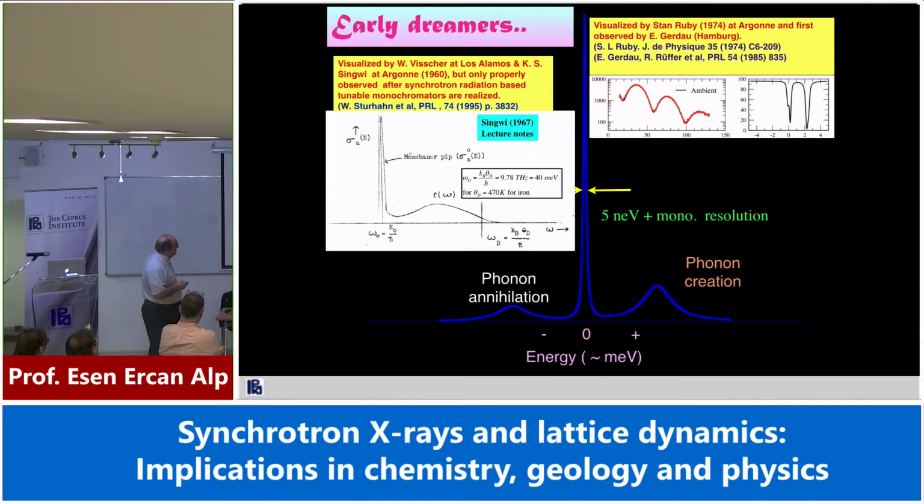My advisor, as I mentioned this morning, listened to Stan Ruby's talk, and came back and worked 10 years and managed to succeed, right? And in the meantime, there was this guy, Kundan Singhvi, who was the advisor of my advisor, my boss, Gopal Shenoy. He wrote some lecture notes in 1967, which I saw in the library of Middle East Technical University in Ankara. All right?